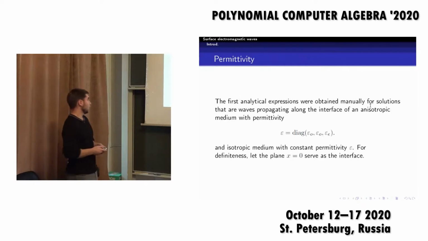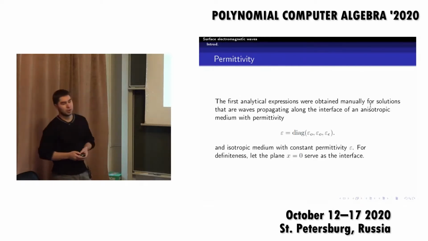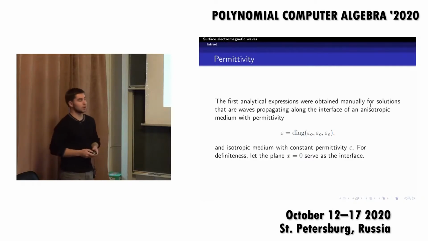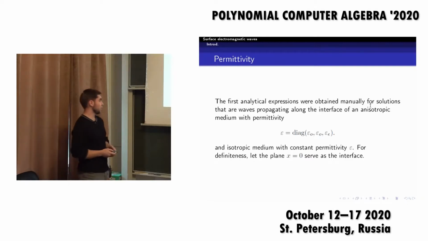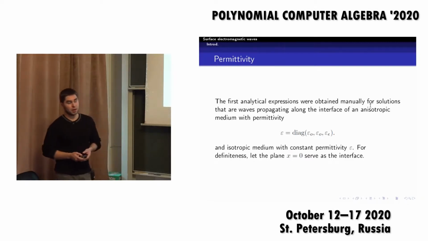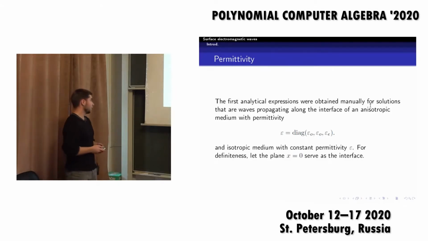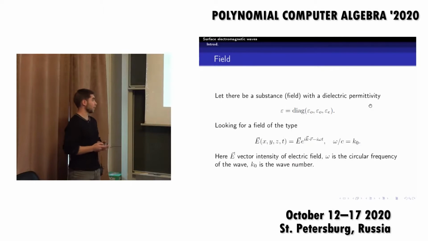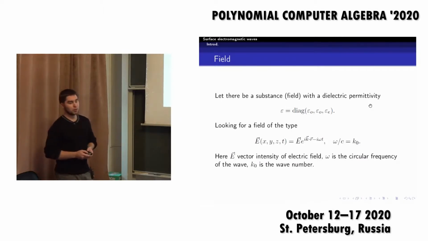The first analytical expression we obtain manually for the solution: waves propagating along the interface of an anisotropic medium with permittivity and an isotropic medium with constant permittivity. For definiteness, let the plane x equals 0 be the interface. We are looking for a field of the type of these equations.